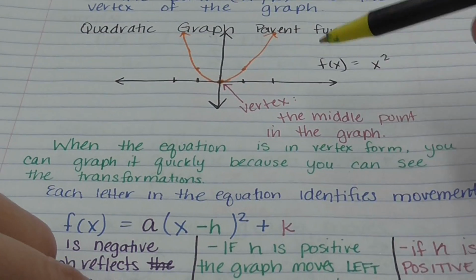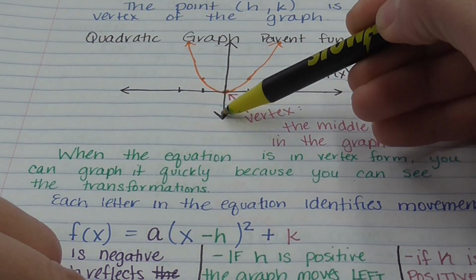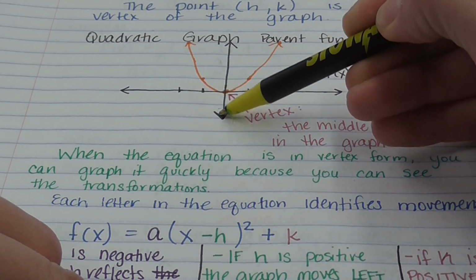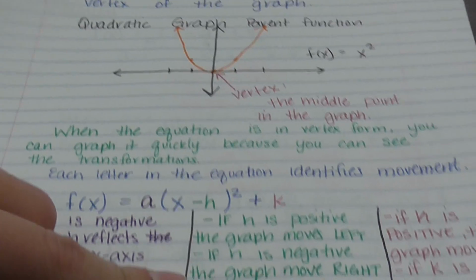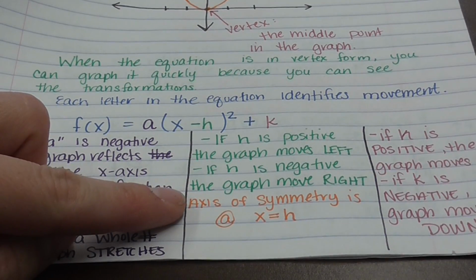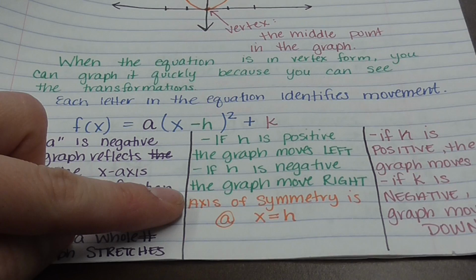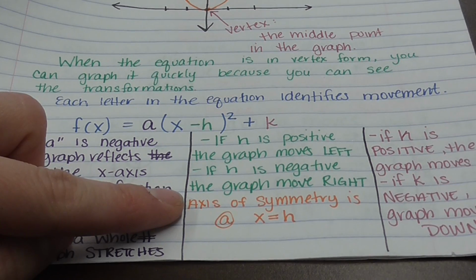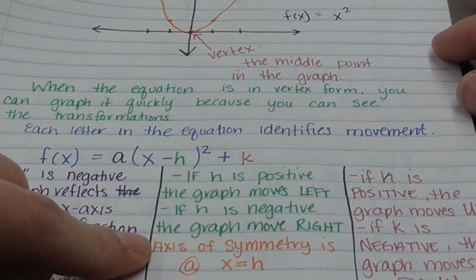The axis of symmetry is the line that cuts the graph directly in half. It's something that if I put a pin through it and wanted to spin that function, it would spin around it. The axis of symmetry is always at x = h. It's a vertical line at x = h.